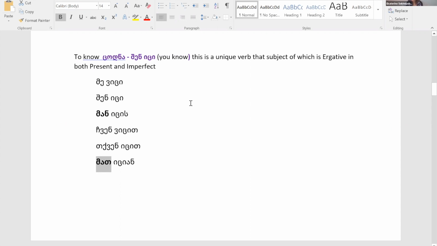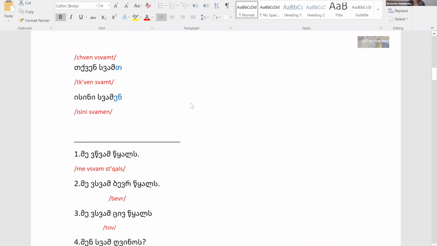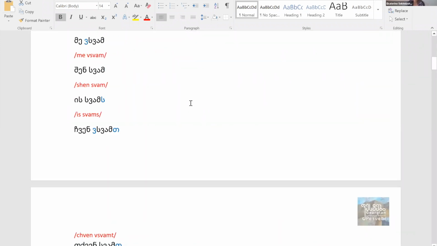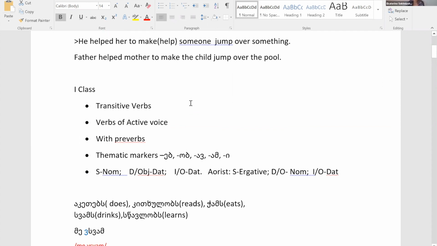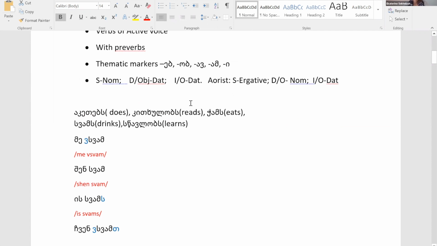Maybe this is the philosophy of the verb. Something that we know is something that we have seen or witnessed, and that's why we know it. Maybe this is why the subject is in the ergative, which is the case of the past. No, we don't know for sure. A lot of people write different theories about it, but it is still considered to be an exception. So as an example, some of the most basic verbs belong to this class.